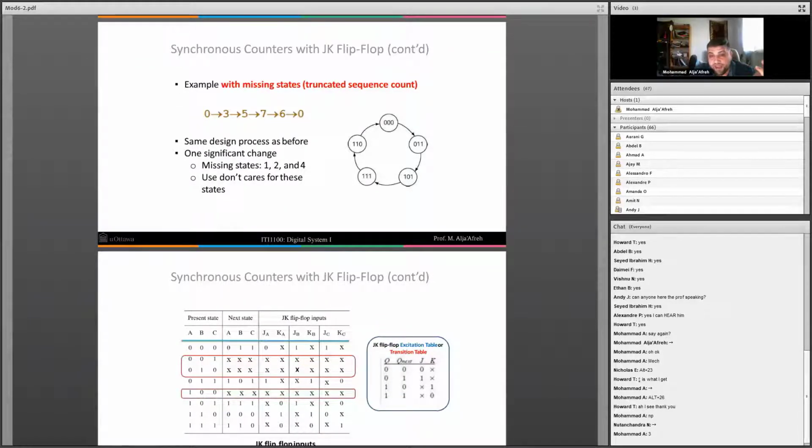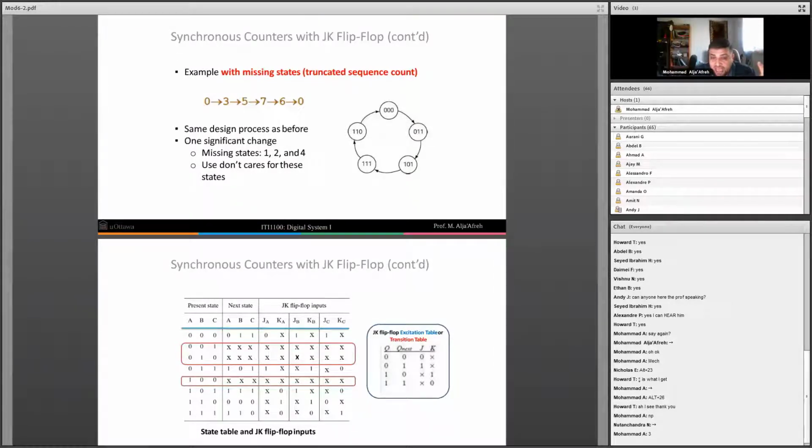If I'm at 5, where is 5? 5 goes to 7. If I'm at 6, I'm going to go to 0. If I'm at 7, I'm going to go to 6. Please pay attention to these 2 big columns, present state and next state. Because if you did that, the rest is similar to what I have explained. So now I know my present state and my next state.